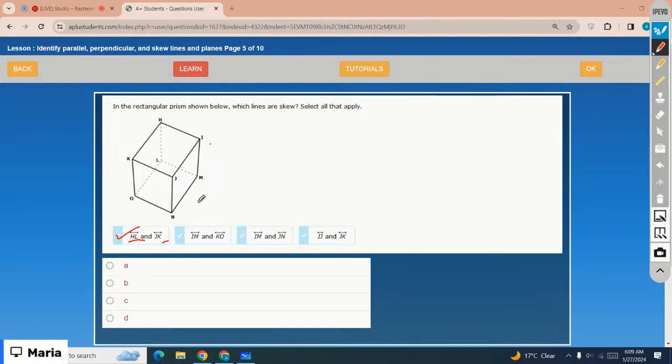IM and KO. They are parallel. IM and JN, they are also parallel. IJ and JK, they are also intersecting. So option A is the correct option. That is the lines that are skew. Option number A is the correct one.